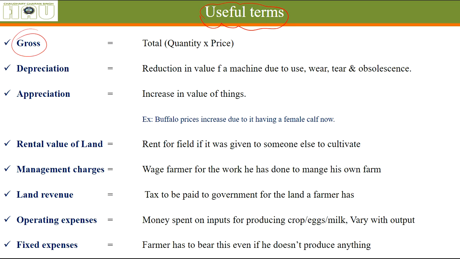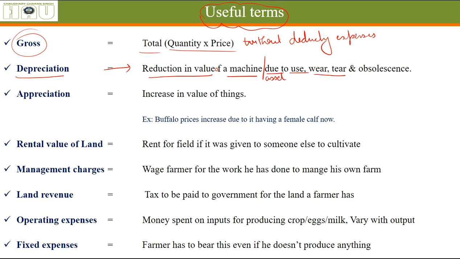Gross, I have told you earlier, is the total without deducting expenses. Depreciation is the reduction in value of a machine or any other asset due to use, wear and tear, and obsolescence. I have told you many times. Appreciation is the opposite of it. Appreciation means an increase in the value of things with time.